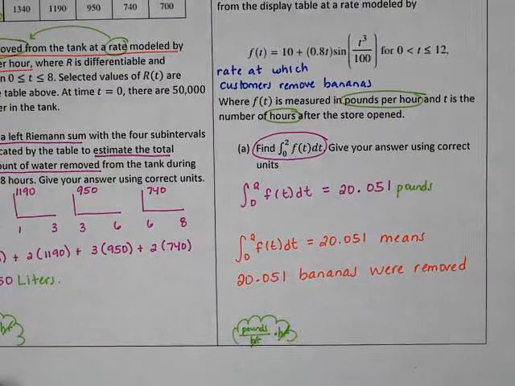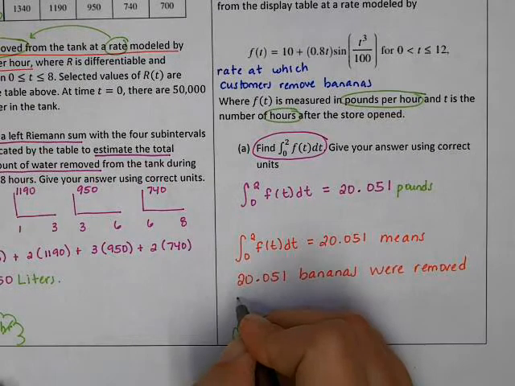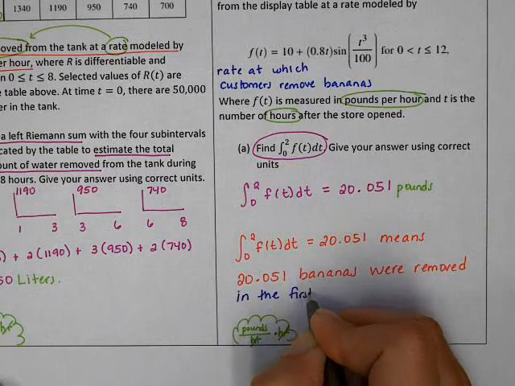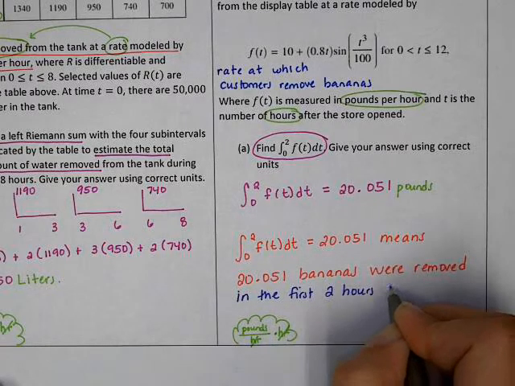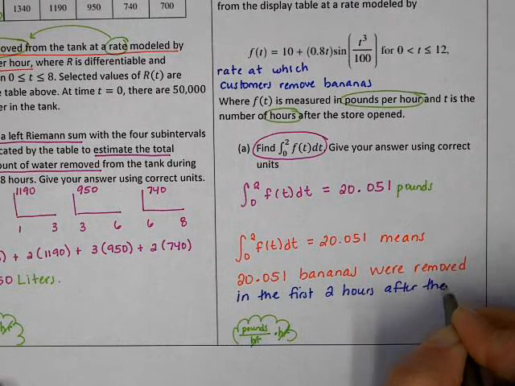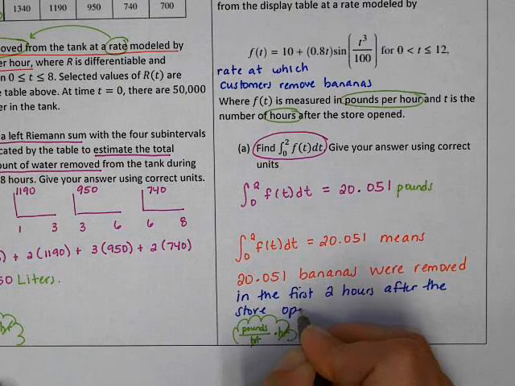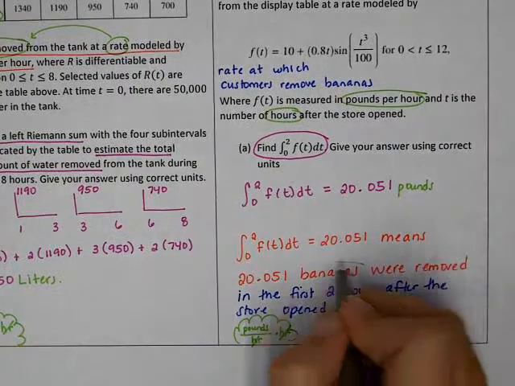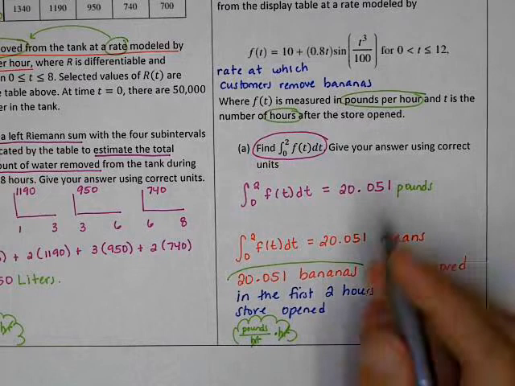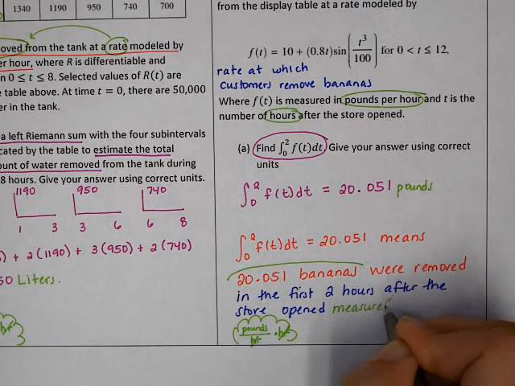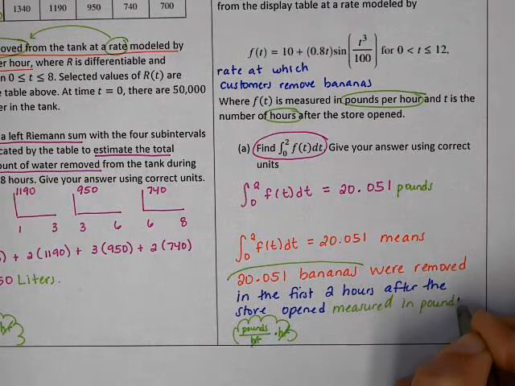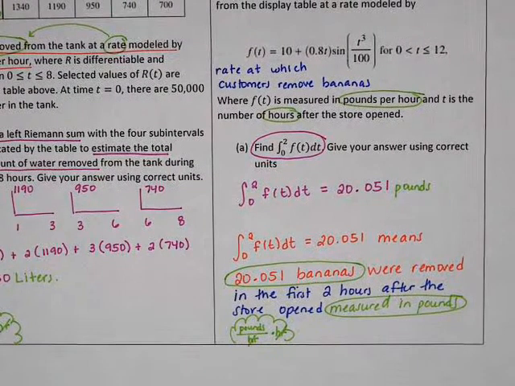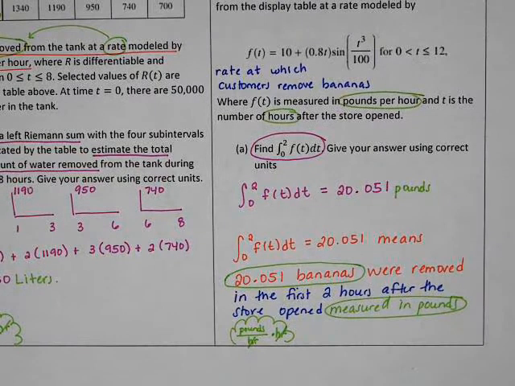Now we need to give the specific time interval here because it's from 0 to 2. In the first 2 hours after the store opened. So now we've said what we calculated, how we measured it, and then the time interval over which it happened. In the context of this problem, it's in the first 2 hours.